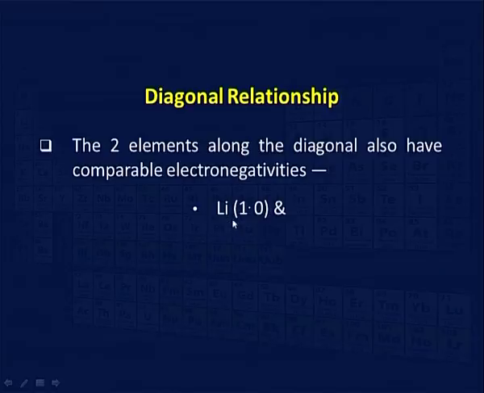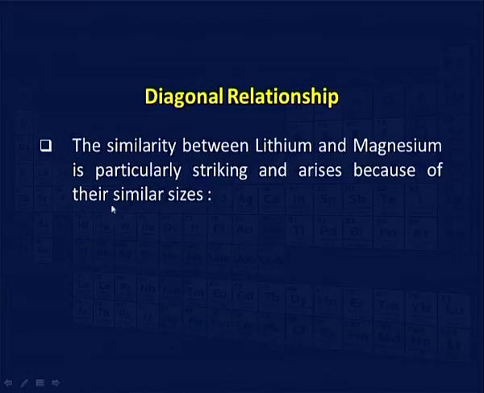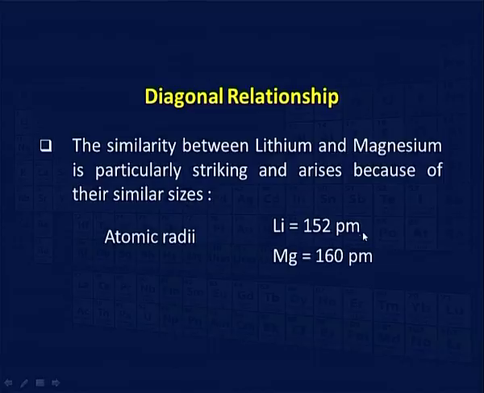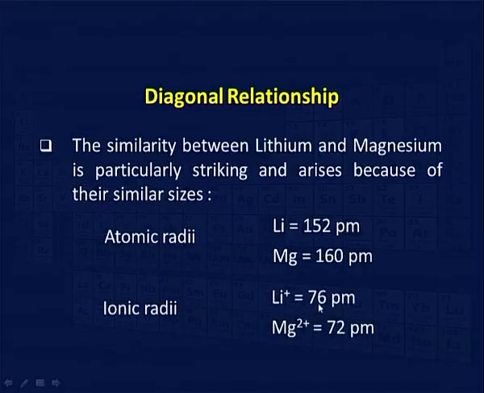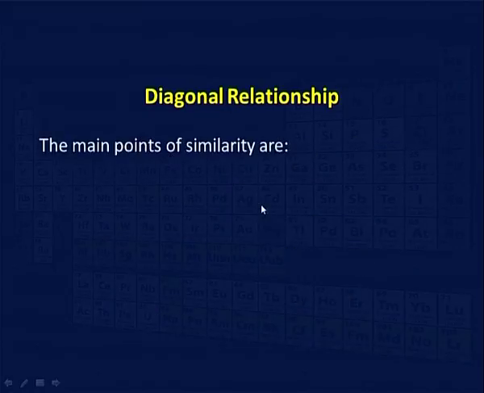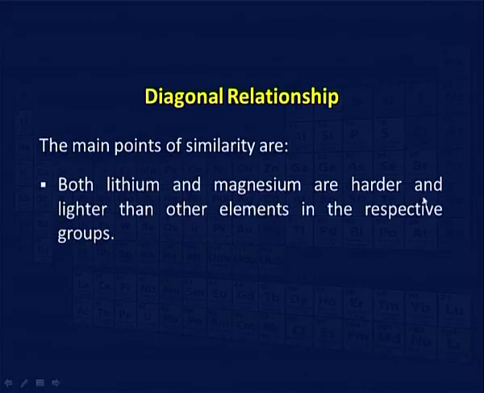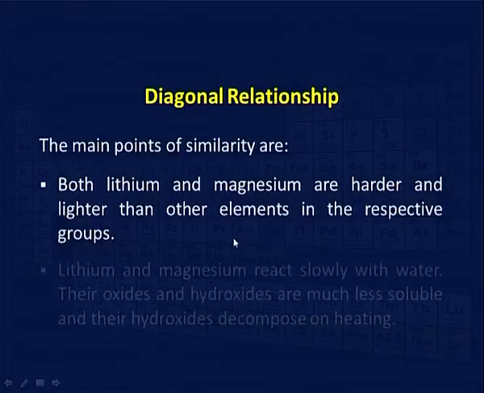You can see that lithium has 1 and magnesium has 1.2, and I already told you about the sizes. Lithium has an atomic radius of 152 picometer and magnesium 160 picometer, and even the ionic radii are 76 and 72. So all these are very similar, and chemically they tend to behave in a very similar way. The main points of similarity are that both lithium and magnesium are harder and lighter than the other elements in their respective groups.